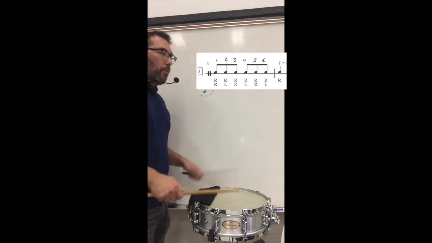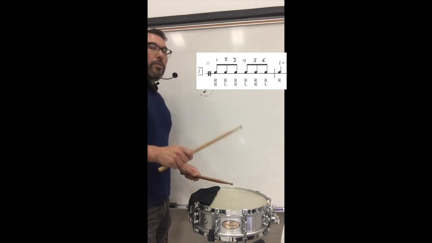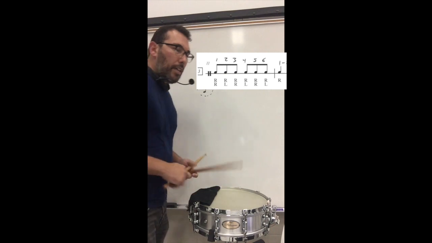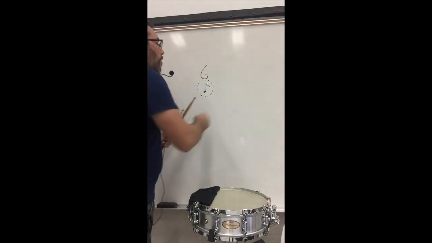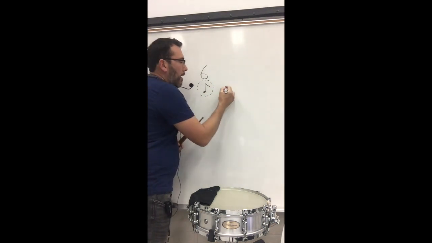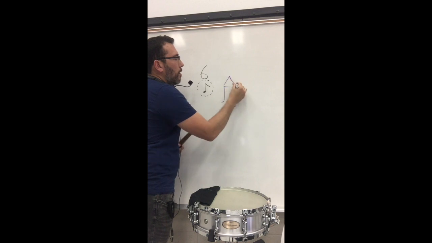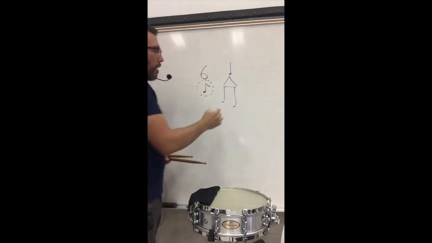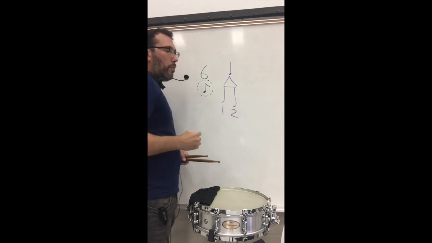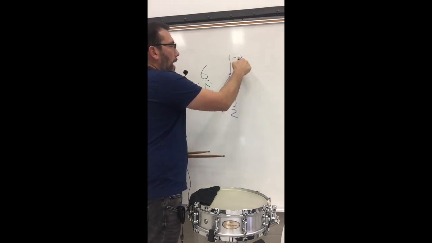1, 2, 3, 4, 5, 6, 1. 1, 2, 3, 4, 5, 6, 1. Now that was the 8th note, correct? So I want to remind you that if you combine two 8th notes, you get 1 quarter note, right? Now we know that 8th notes are worth the number 1, 2. So this will also be worth 1, 2, but it's tied here, so it's 1-2.